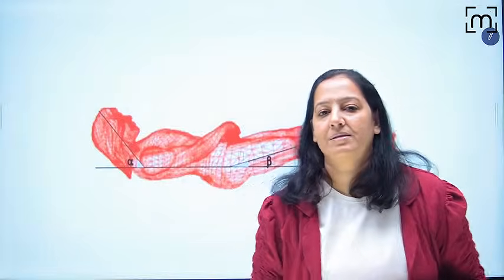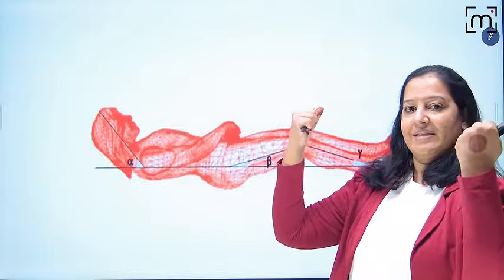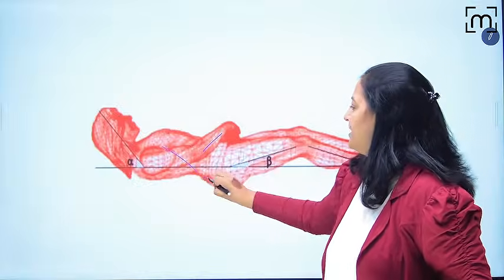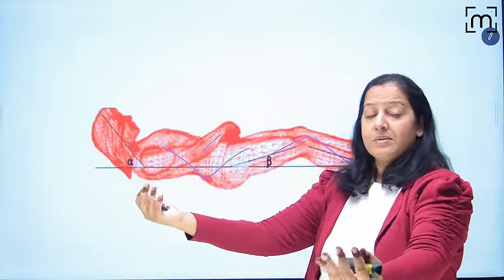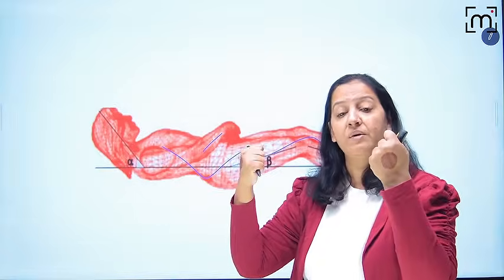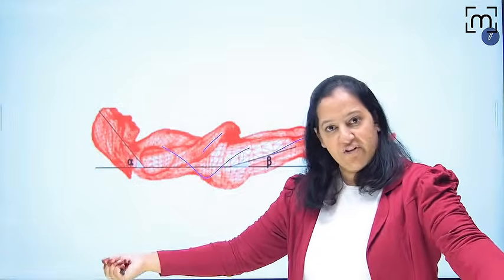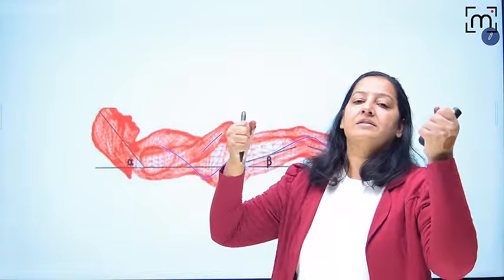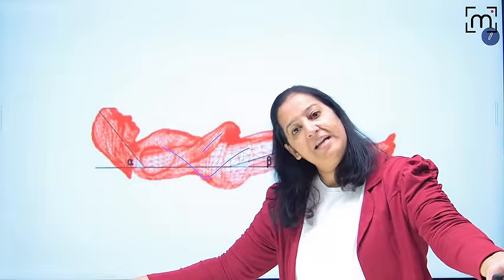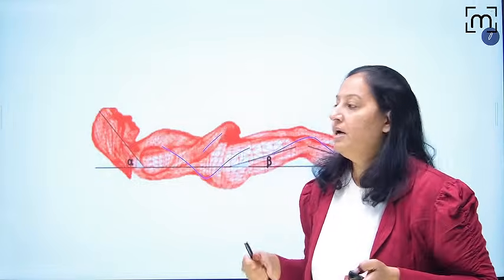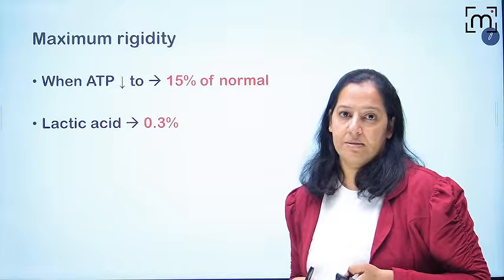So this is rigor mortis. You can see this is a dead body, but it is contracted. Appreciate the muscles which are contracted. Rigor mortis is constant, sustained contraction of the muscle in a dead body. Initially there is relaxation because residual ATP is there. Once the residual ATP is exhausted, there is contraction. So this is known as rigor mortis.